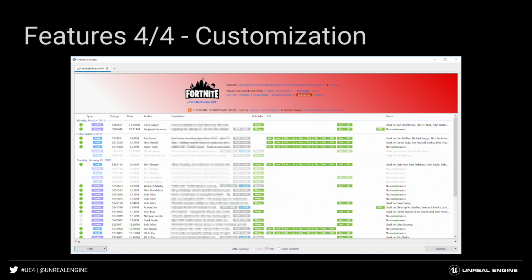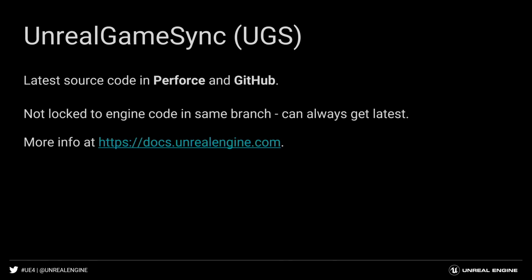So if you guys use Unreal Game Sync, there's no special Epic internal version. There's only the version we have shared with you guys. The source code for Unreal Game Sync is on Perforce and on GitHub, and it's not synchronized to any binary release, so I recommend you get the latest version. There's a lot of docs on docs.unrealengine.com explaining how to set it up and how to use it. And as I said, it's compatible with any engine version.